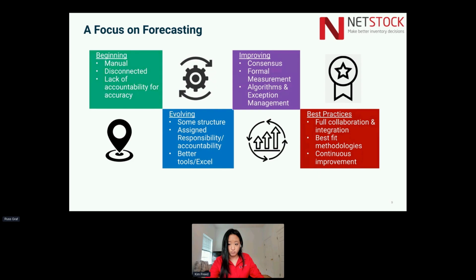We all depend on each other. Operations needs to know what the expectations are. Finance needs to know and communicate what we're capable of doing, what the financial cash flows look like. So now we've got more consensus. We've got better tools to help drive that consensus. We've got better measurement and algorithms in place, and we can start doing better exception management.